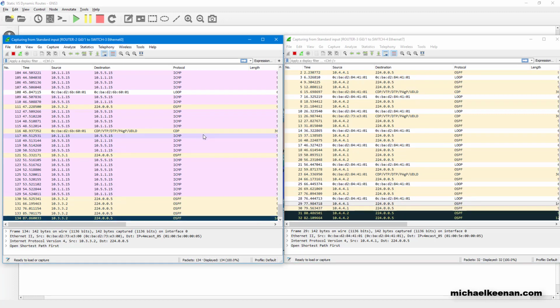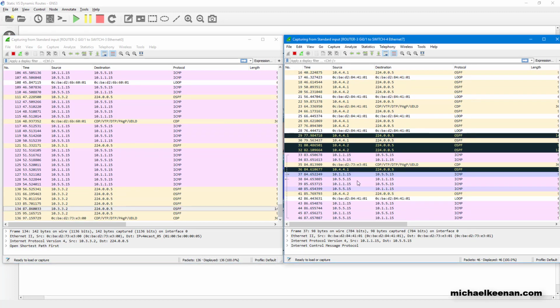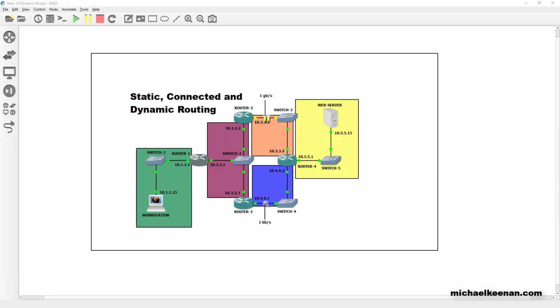Sending out the LSAs. There it goes. Now you see it starting to ping over here. So what's happened is previously it was going this way, but because we shut that link off, it reconverged and took the alternate path going this way and back. So that's the example of dynamic routing using OSPF.